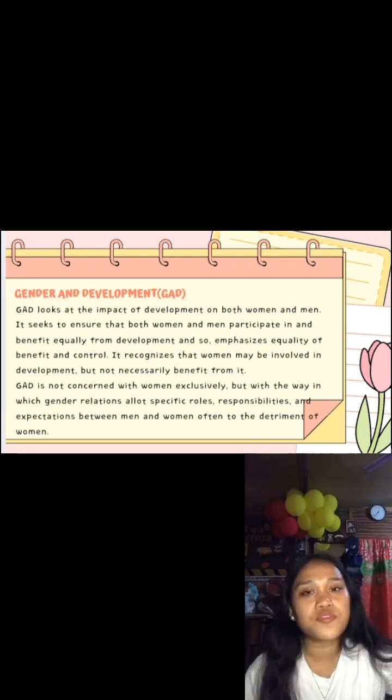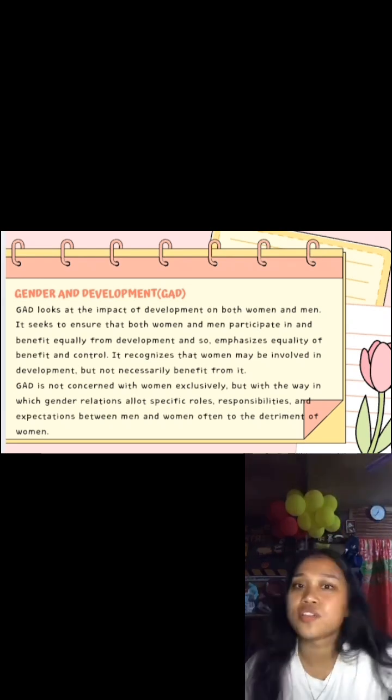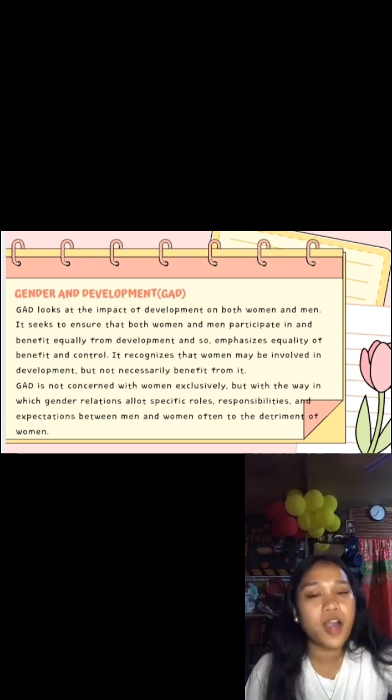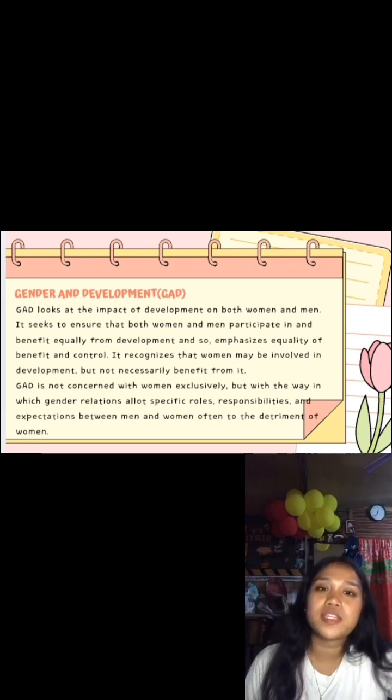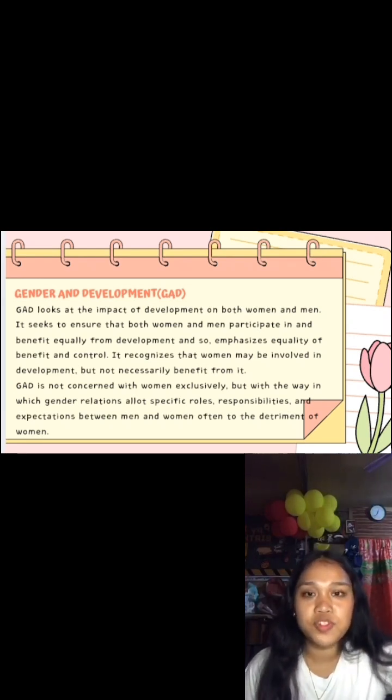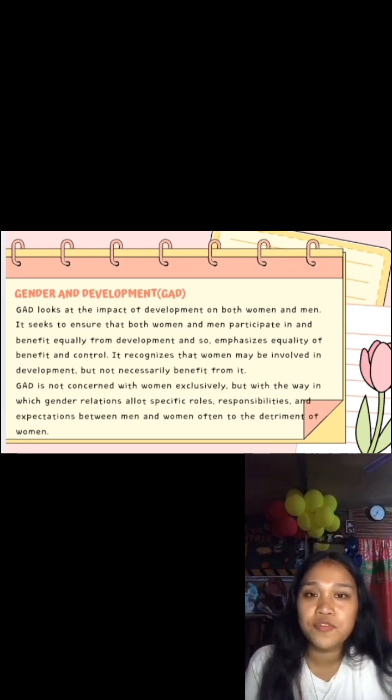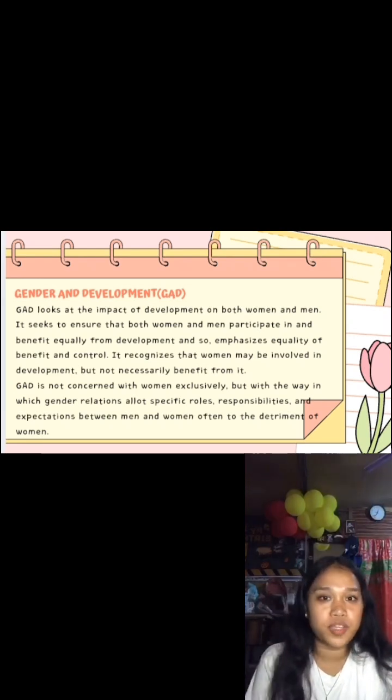And for their differences, WID focuses on integration, while Women and Development critiques class inequalities, and Gender and Development analyzes broader gender dynamics. So it's really important to compare these three approaches. While they share a common goal of improving women's status, they still differ in their methods and focal points.